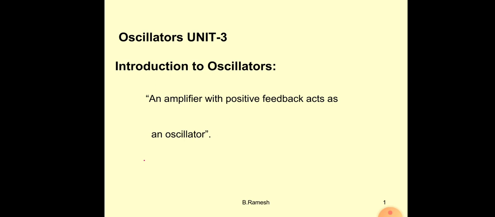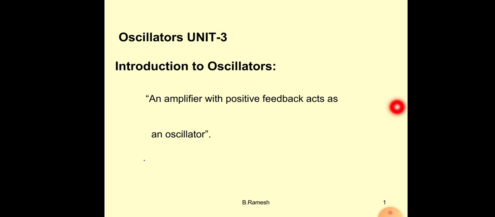Okay, so first, what is an oscillator? An oscillator converts DC voltage into AC voltage, or an oscillator circuit produces a sustained sinusoidal signal at a particular frequency. That frequency is decided by the tank circuit.